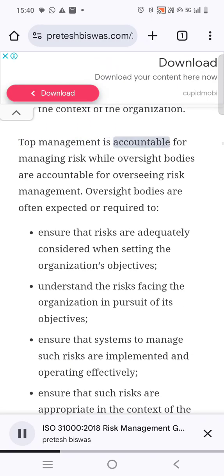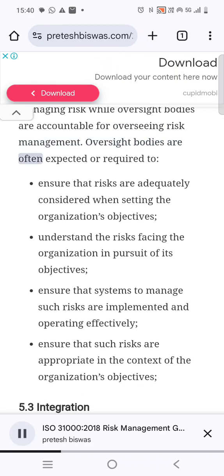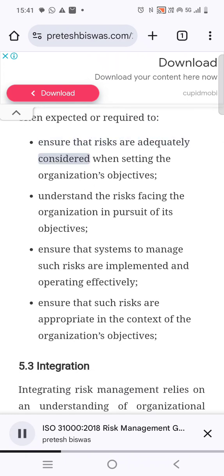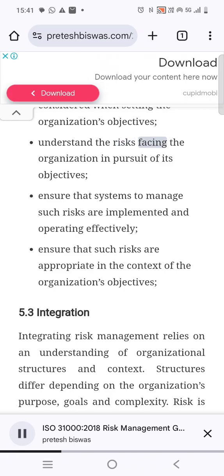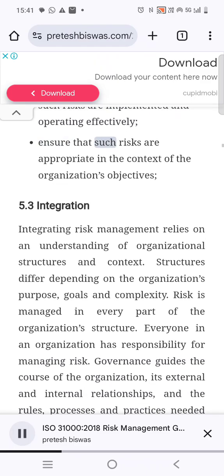Top management is accountable for managing risk while oversight bodies are accountable for overseeing risk management. Oversight bodies are often expected or required to ensure that risks are adequately considered when setting the organization's objectives. Understand the risks facing the organization in pursuit of its objectives. Ensure that systems to manage such risks are implemented and operating effectively. Ensure that such risks are appropriate in the context of the organization's objectives.